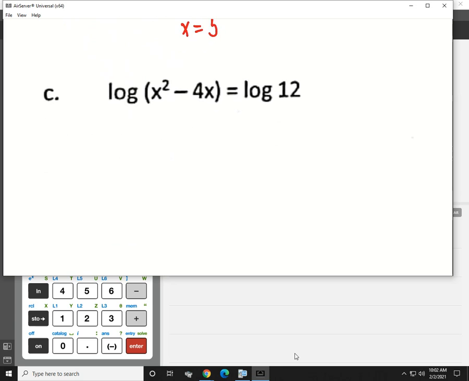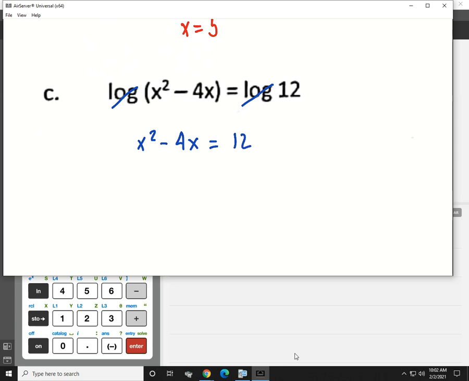C. Is this log equals log or log equals number? Log equals log. So we're going to drop off our logs. So what was our argument on the left side? X squared minus 4x. And what's our argument on the right side? 12. So we have x squared minus 4x equals 12.